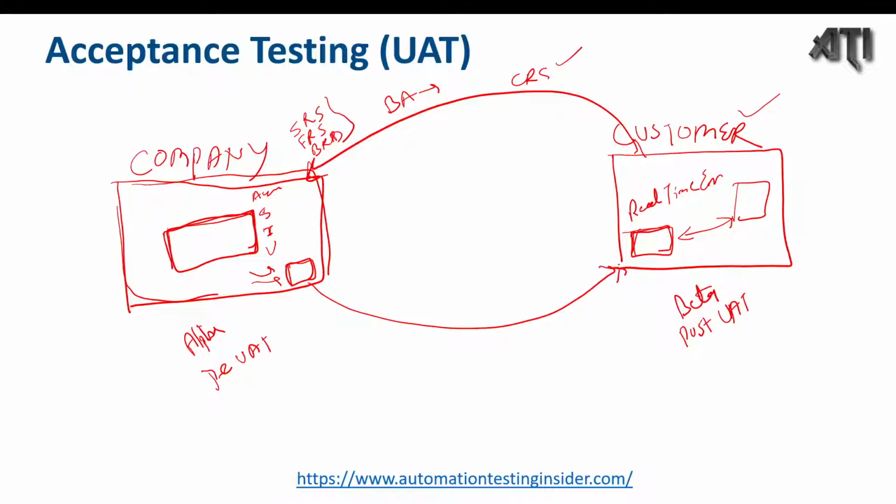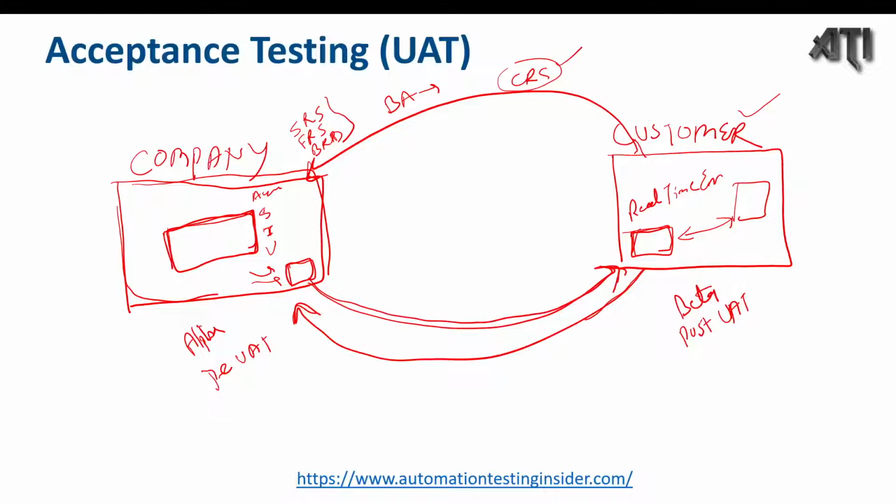Now if they are not happy with some of the requirements which we have developed, or if they get any UAT defects, they will revert it back to our development team. Or suppose they missed some requirements at the time of giving the initial requirements, so they will add them while doing the UAT and revert it to the development team. Now we'll redevelop all those requirements and revert it back to the customer again.